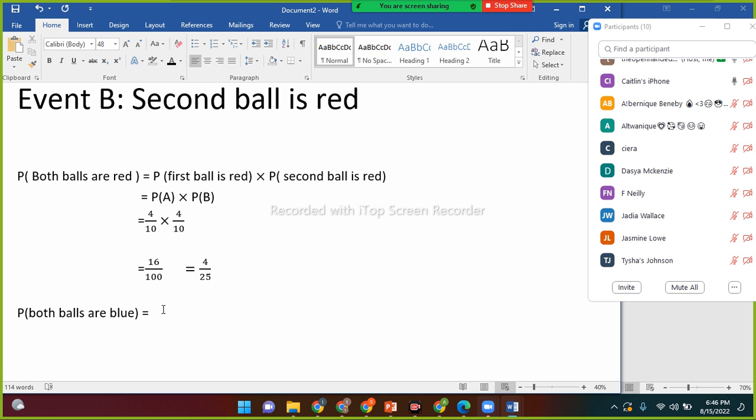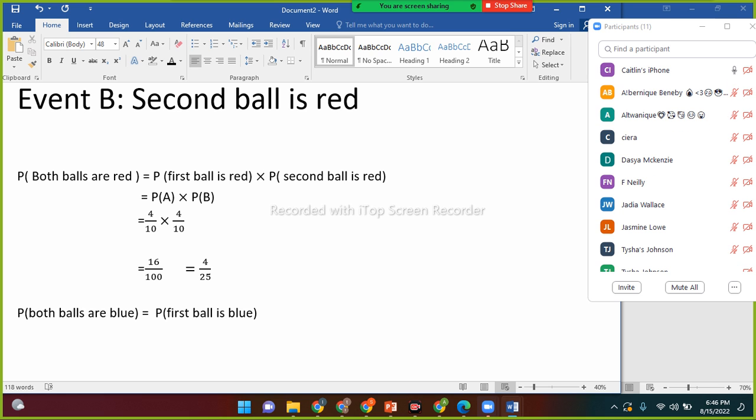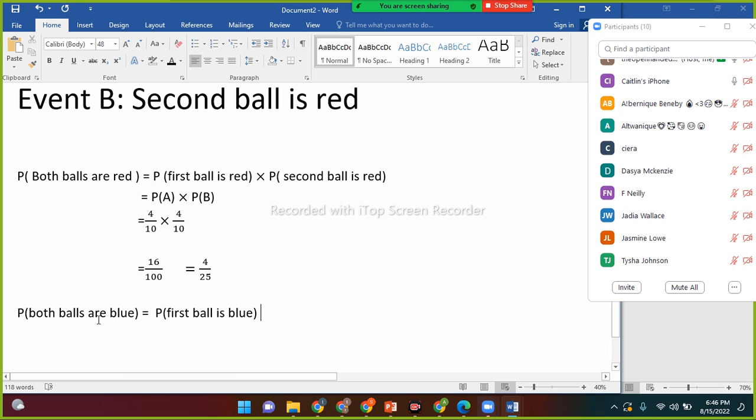The first ball is blue. Okay, so when you say the first ball, you mean I must find that probability? Yes. Okay, and then what else? The probability that the first ball is blue, times the second ball is red. Why the second ball is red? Remember, we want both balls to be blue. I mean blue. Okay, very good. Times the probability that the second ball is blue.